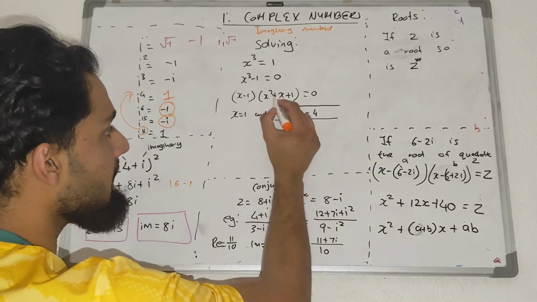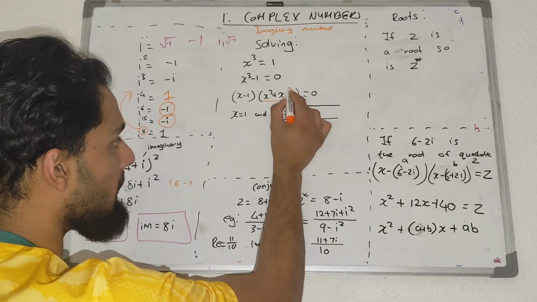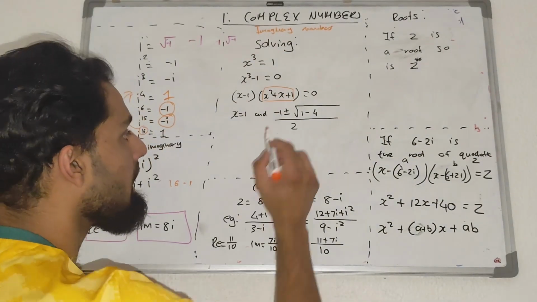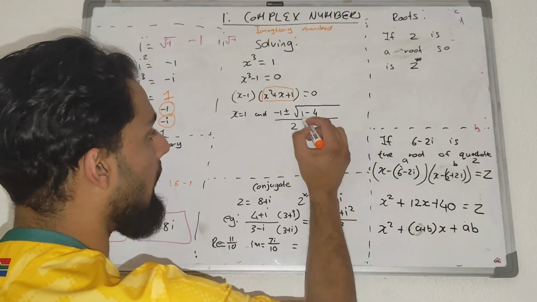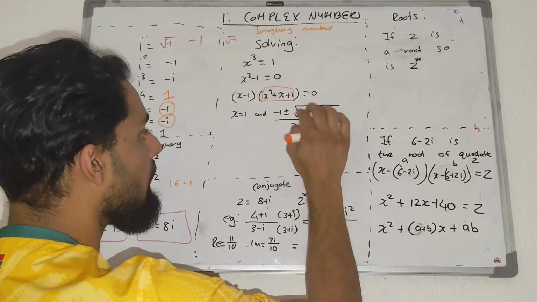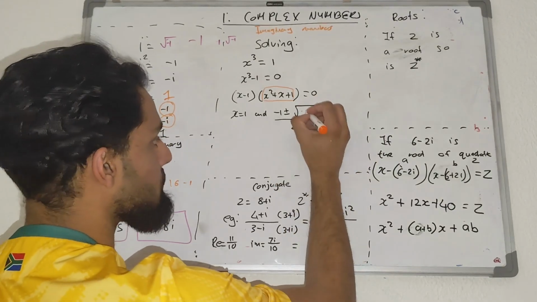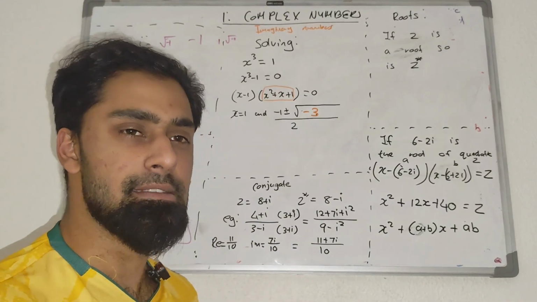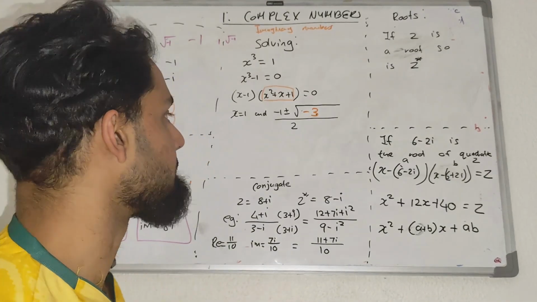But we also get this answer over here because when we put this into the quadratic formula, this is the other quadratic that came out of our factorization, we get -1 plus minus the square root of 1 minus 4 over 2. And this 1 minus 4 can just be written as the square root of -3. Now, we have a problem because we have a square root of a negative number, right? This is wrong, right? No.